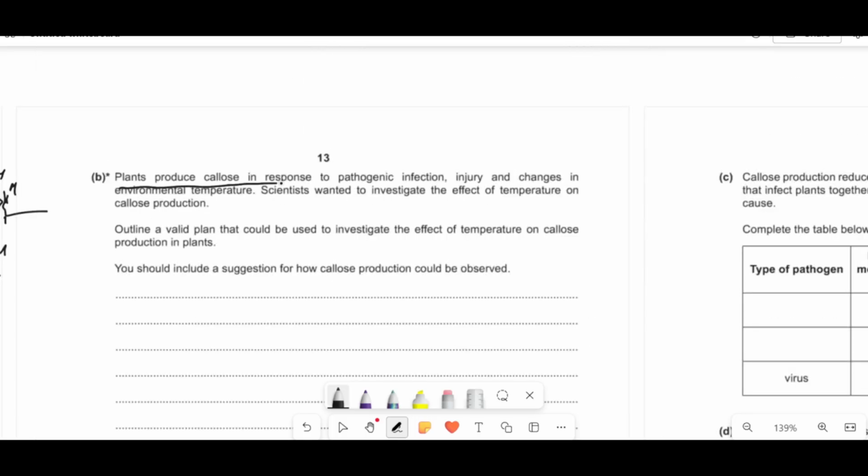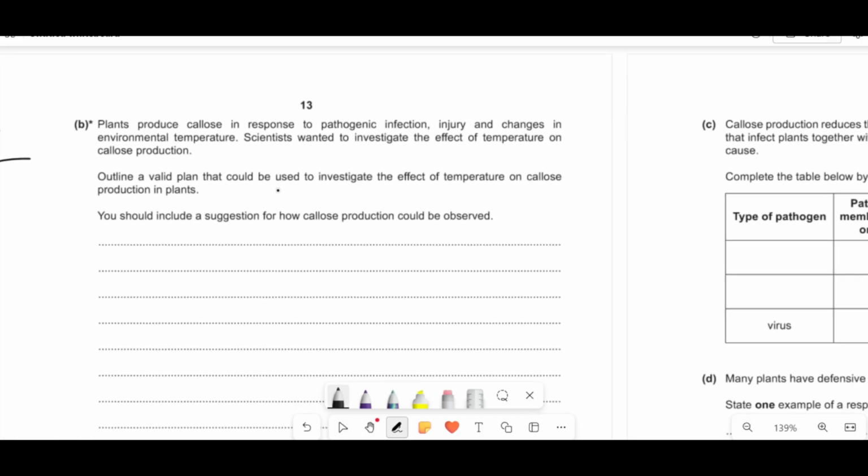Now it says, plants produce callose in response to pathogenic infection, injury, and changes in environmental temperature. Scientists wanted to investigate the effect of temperature on callose production. Outline a valid plan that could be used to investigate the effect of temperature on callose production, and you should include a suggestion on how you would measure callose production, right?